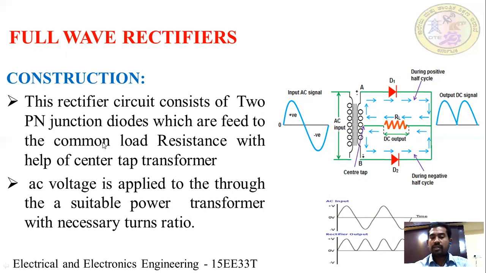This rectifier circuit consists of two PN junction diodes, that is nothing but your diode D1 and D2, and this is the load resistance which is connected common to both the diodes, along with the help of a center tap transformer.